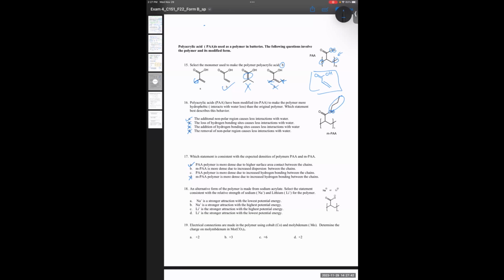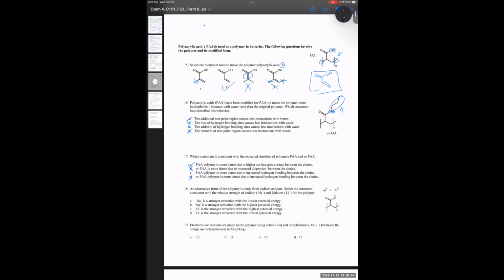I kind of do not agree. It's kind of tricky at the moment because if we have this sticking out, that decreases the surface area of contact, that weakens the dispersion forces. So it doesn't have increased dispersion forces, but weakened or decreased dispersion forces. So I'm going to eliminate that. Option C, PAA polymer is more dense due to increased hydrogen bonding between the chains.